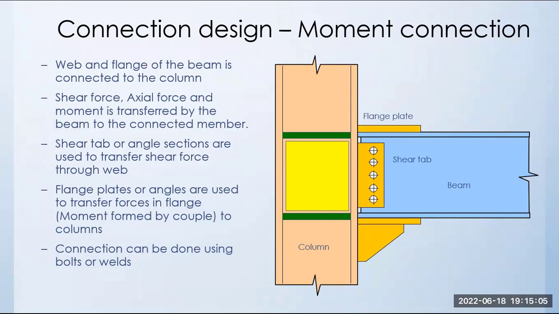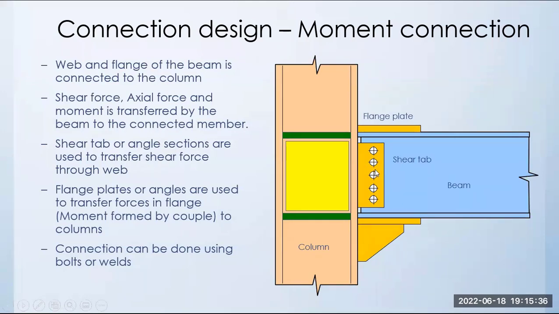In this, the forces being transferred will be the axial force, shear force, and the moment. Moment is usually transferred by the flanges. Shear will be transferred by the web, and axial force will be transferred by the web as well as the flange. The web and flange of the beam are connected to the column, and the moment is transferred by the beam to the connecting member.